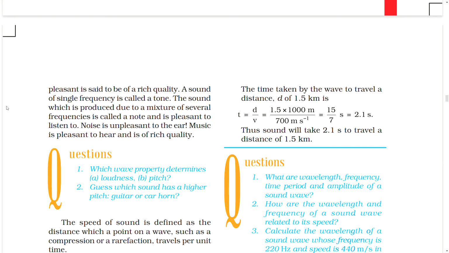The time taken by the wave to travel a distance d of 1.5 km is t equals d by v, equals 1.5 times 1000 meter divided by 700 meter per second, equals 15 by 7 second, which is 2.1 second. Thus sound will take 2.1 seconds to travel a distance of 1.5 km.